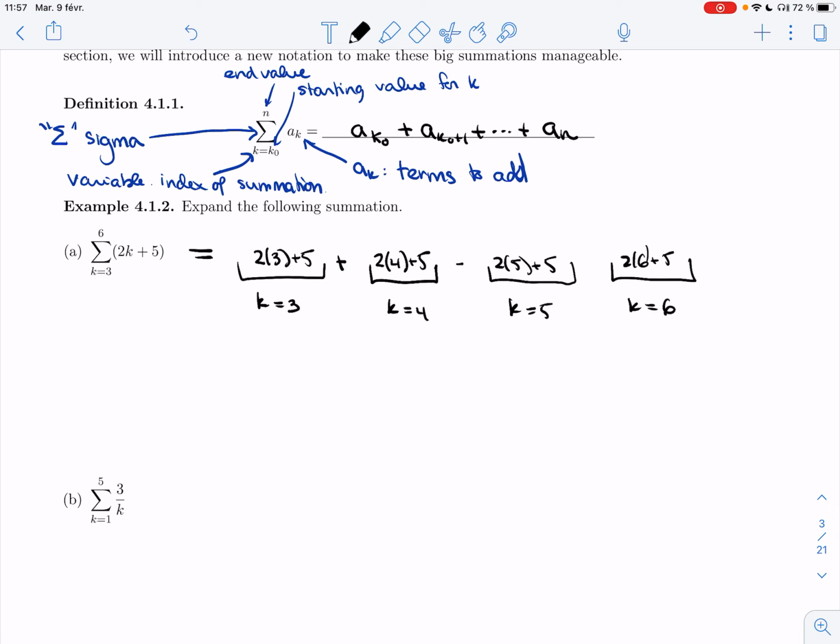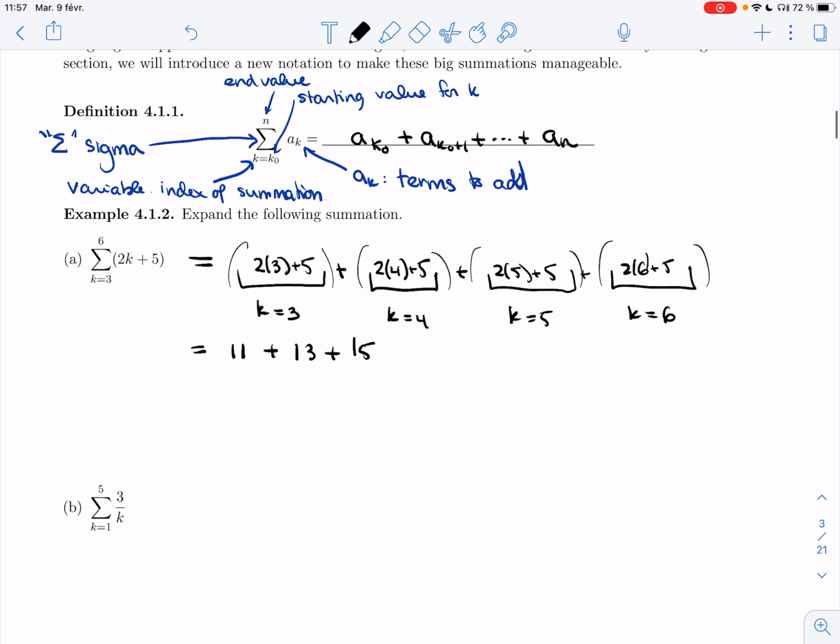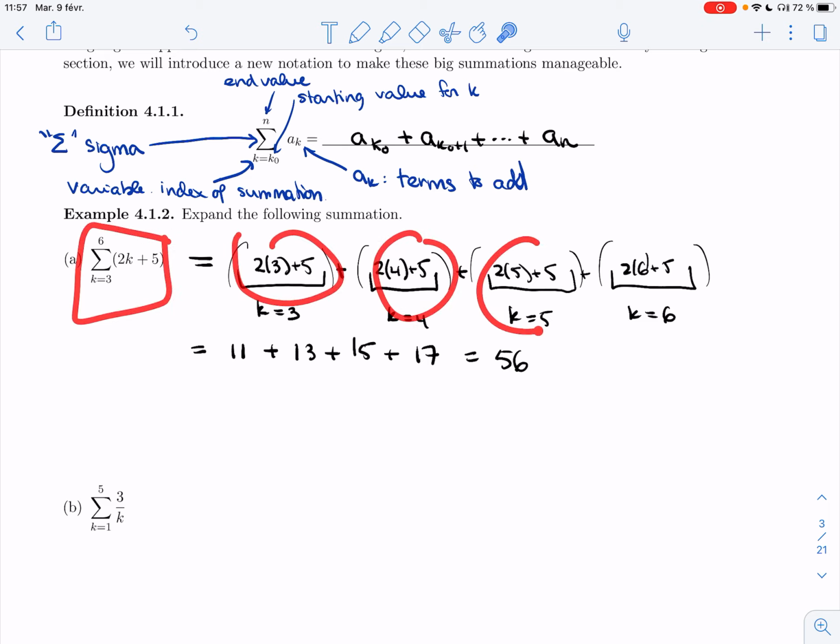All right, and I'm going to add it all. What I'll end up with is 11, 13, 15, 17 — that's what I'm adding. And if I actually tally it up, which I've done, you get 56. So this tells you to add all of those and it would give you 56.